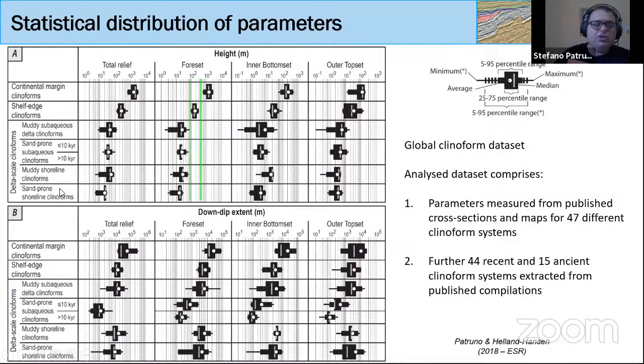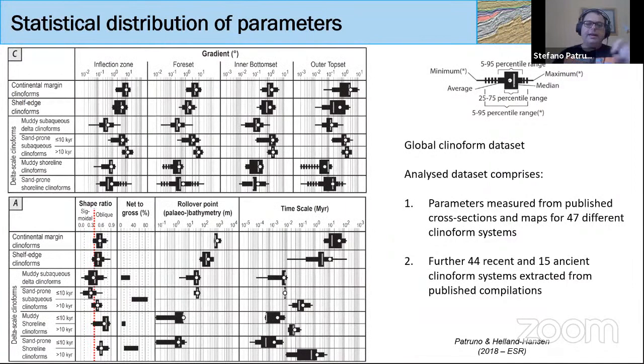Then another interesting aspect which we can get looking at these distributions is the down-dip extent of foreset, bottomset, and topset, as well as the total clinoform. You can see that the sand-prone subaqueous clinoform shows the narrowest down-dip extent of each single part of each clinoform compared to other clinoform classes. Interestingly, the clinoform height is quite comparable with all the other delta scale classes, but the down-dip extent is much narrower for the sand-prone subaqueous class, which therefore results in steeper clinoforms, which we see now here, gradient. So gradient shows the steepness.